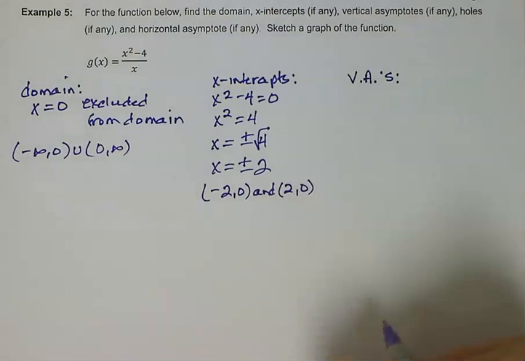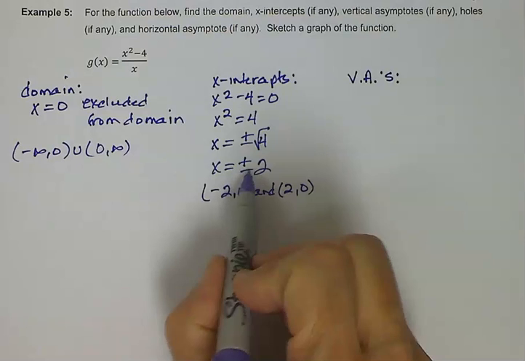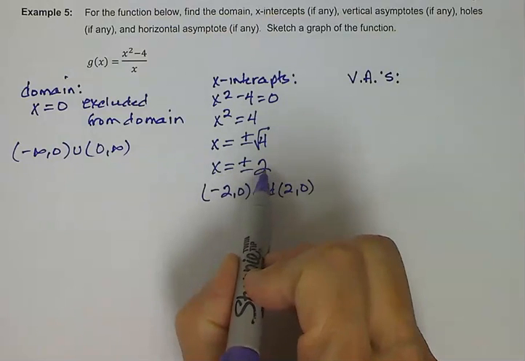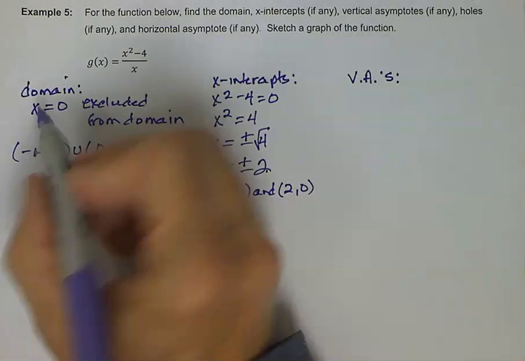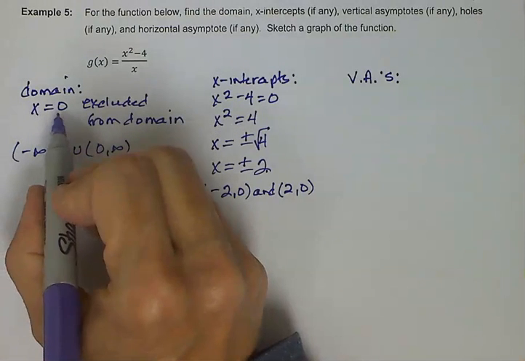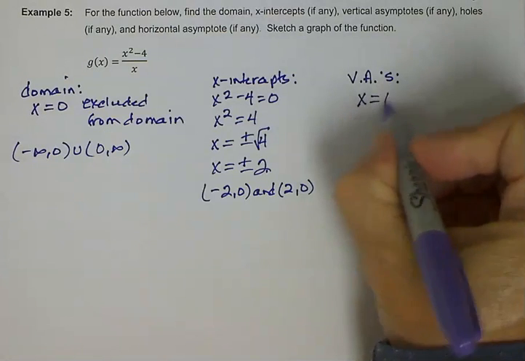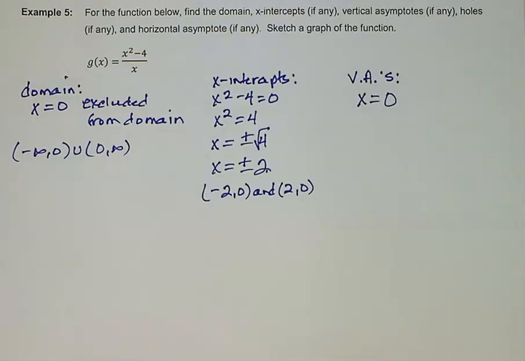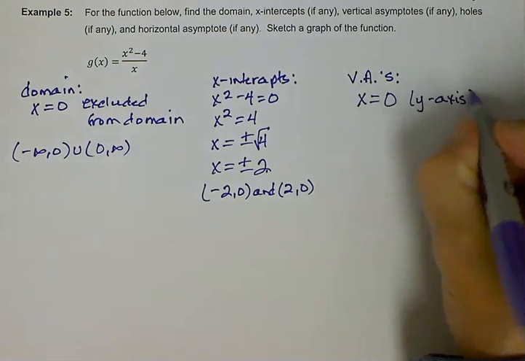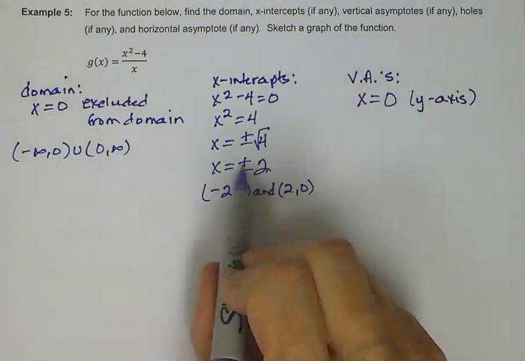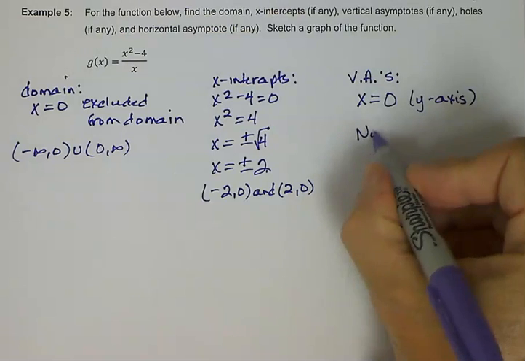Now let's think about the vertical asymptotes. I didn't get any numbers when I found the zeros for my numerator that matched the zeros for my denominator. That means my vertical asymptote is automatically at the number that was excluded from my domain. It's automatically at x equals 0. And this is actually the same as the y-axis. Again, since I didn't get any numbers matching here and here, that means that there are no holes.